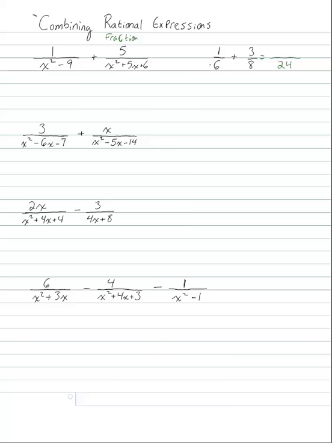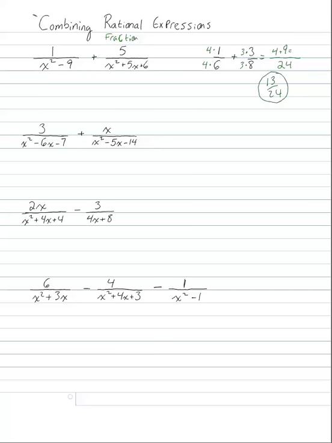I know with fractions, the only thing I can do is multiply the top and bottom by something. So with 6, I'm going to multiply it times 4 to get my 24. With my 8, I'm going to multiply it times 3 to get my 24. Top and bottom again, and I should get 4 plus 9, or 13 over 24. See if you can simplify it. I can't. But hopefully the number part makes sense.